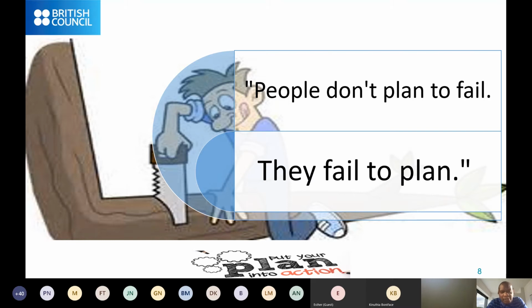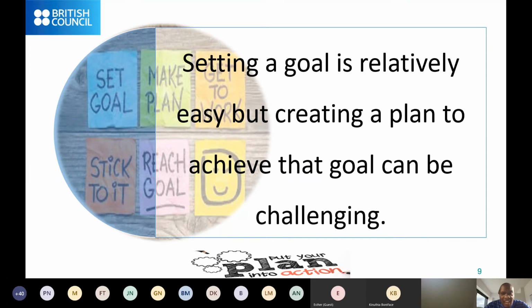Nobody ever plans to fail because failing is not that interesting. But what happens is people fail to plan, and a failure to plan has its consequences. Therefore, you find that when we are planning, setting a goal is relatively easy. People say, I will, and that's okay. But the critical aspect is creating a plan that will help you to achieve that goal.